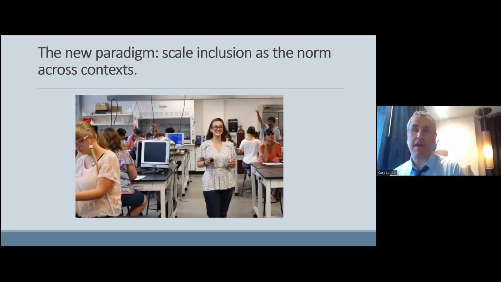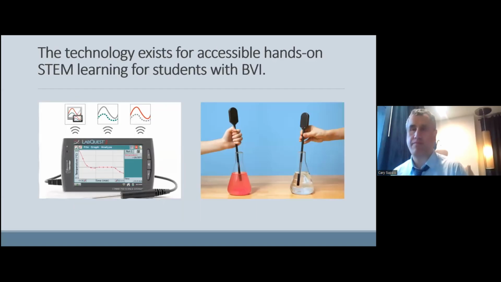Okay. And this is the type of image that we want to make the norm rather than the exception to the rule. I don't know how many of you in the audience have had blind and vision impaired or BVI kids enrolled in your classes to date, but with this whole idea of inclusion and diversity, hopefully you'll have more opportunities to teach students of this sort.